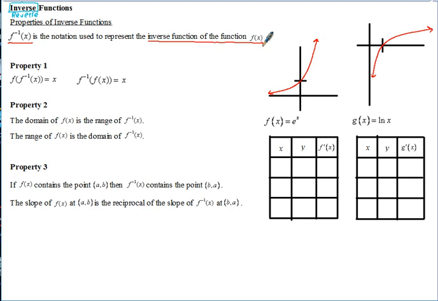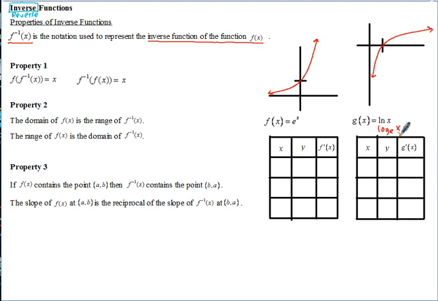So we've got three properties we're going to look at here, but let's see how that works using this specific set of inverse functions so we can see why. This is the graph of e to the x, the exponential function, and this is the graph of the natural log of x, g of x, which is the same as log base e. Whenever you have an exponential and a logarithmic function with the same base, in this case e, if they're not shifted around or anything, they're going to be inverse functions of each other. You can see that with the graphs here.